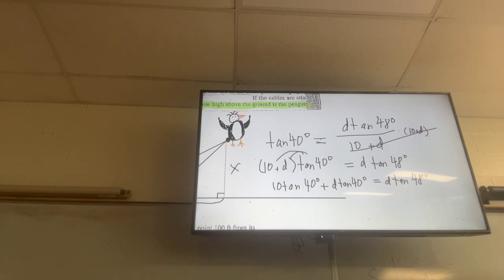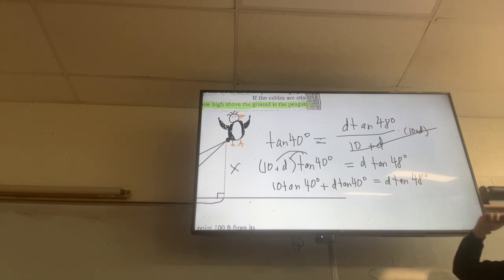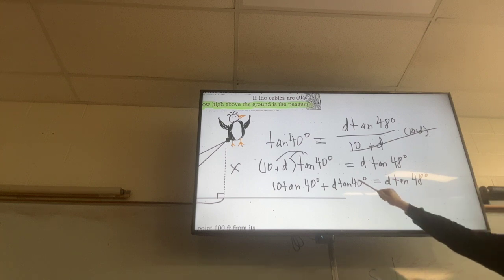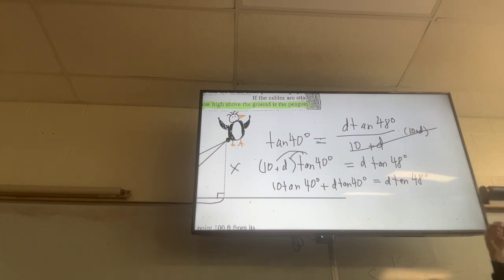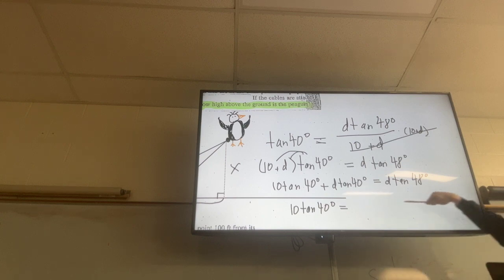Okay, don't get lost. What are we trying to get by itself here? Which part of this equation do we want by itself? D. We want to get d by itself, okay? So how do I do that at this point? We get all the d terms on one side and all the terms without d on the other. So I'm going to subtract this d tan 40 degrees over to the right side.